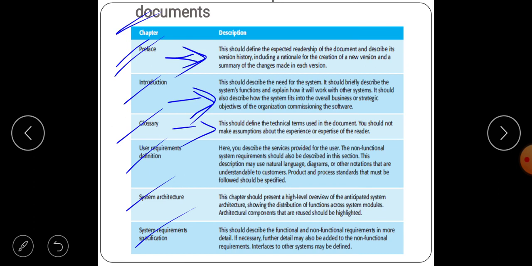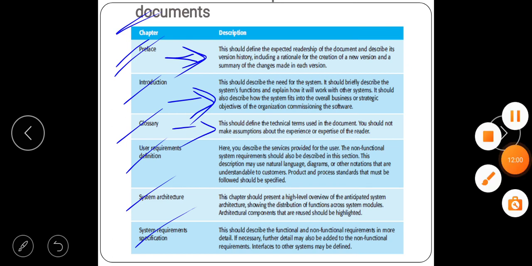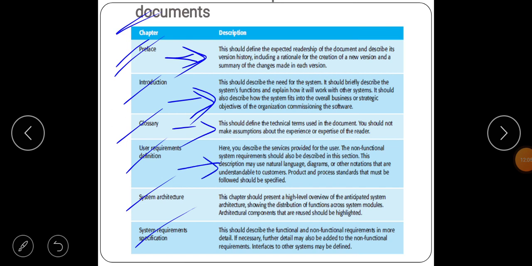Okay, next, user requirement definition. Next one is user requirement definition. In the user requirement definition, the description here, you describe the services provided for the user. Okay, you are going to describe the services provided to the user, and the non-functional system requirements should also be described in this section. In this section we are also going to describe the non-functional requirements.